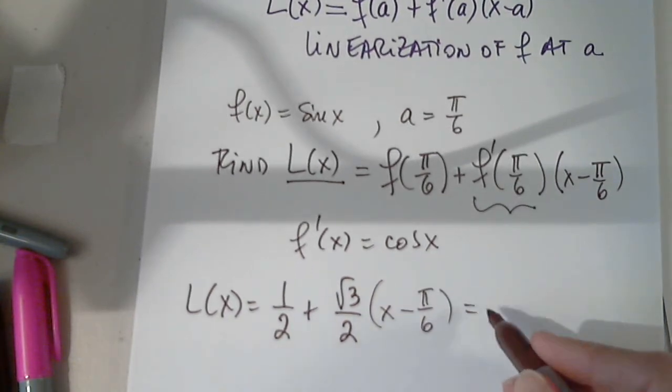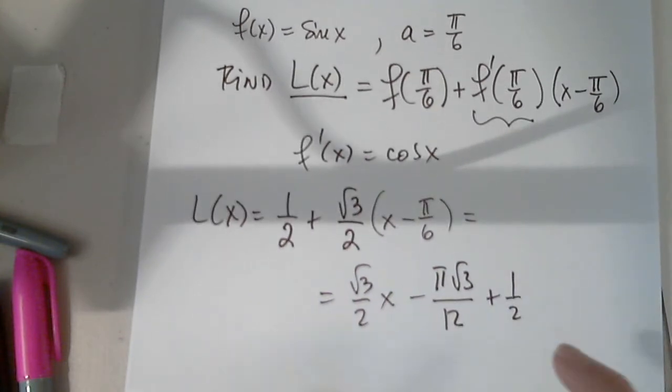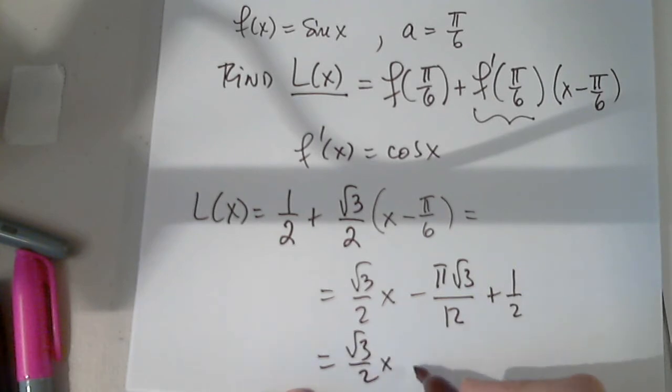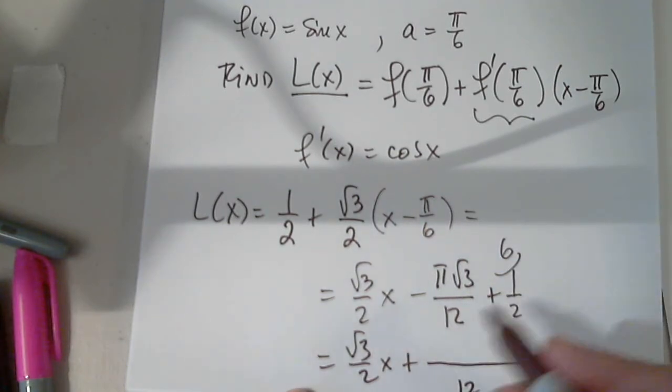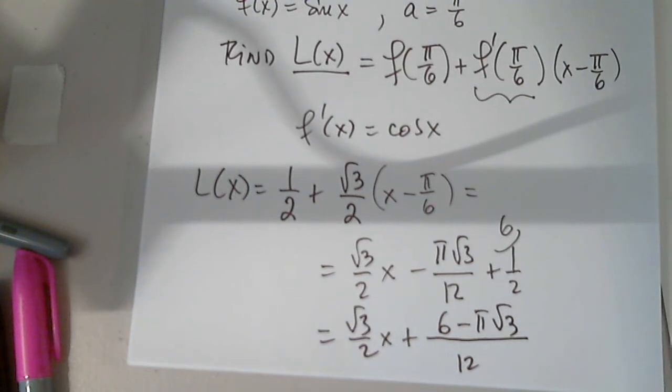I will distribute the square root of 3 over 2x minus pi the square root of 3 over 12 plus 1 over 2. I have to find the least common denominator, which is 12, and this needs a 6. So I'm going to reverse it. 6 minus pi the square root of 3. This is the line that approximates sine near A. Or I would say, since the linearization is at A, the approximation will be near A.